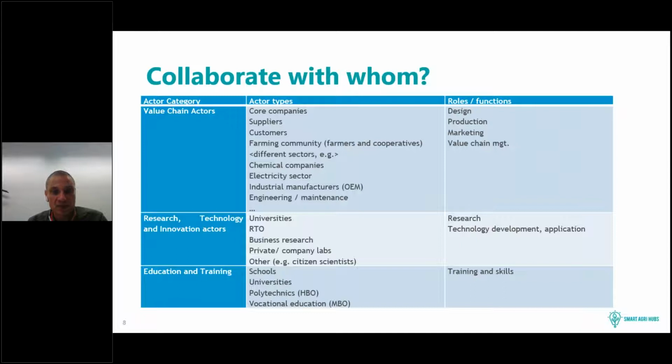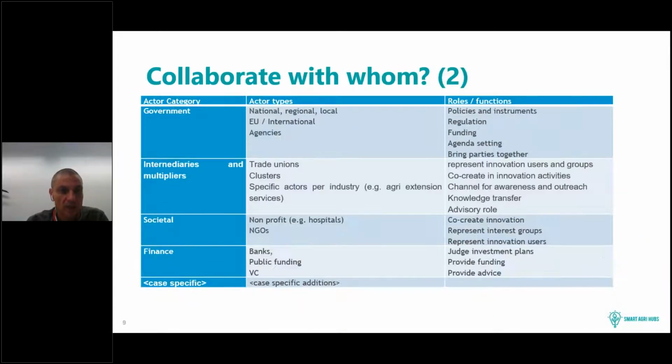Education and training institutes could be schools, universities again, polytechnics, and vocational education. Basically, institutes that create new type of employees. So they focus on training and skills. And there might be some overlap, of course, with RTOs. Quite likely.